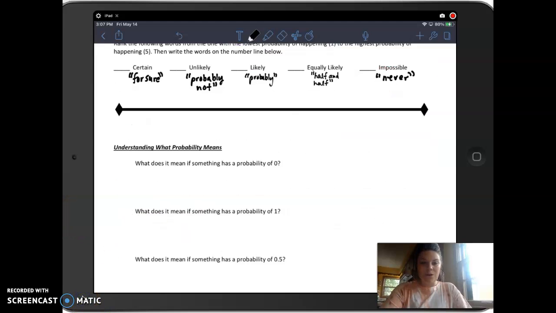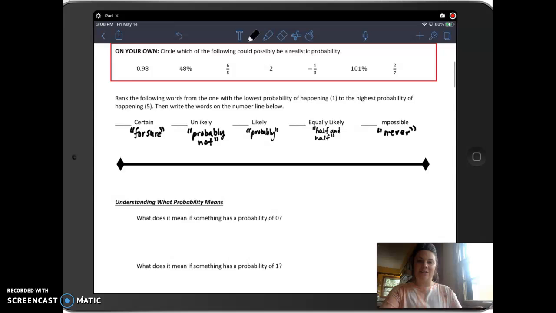Welcome back. I hope you feel successful after that. Let's take a look at this next part. We're going to be going into some vocabulary for this next part, so get ready. I've put some more common words next to the words that we're going to need to go through. So it says rank the following words from one with the lowest probability happening to the highest probability of it happening, which would be 5. So 1 is the lowest, 5 is the highest. Then write the words on the number line below.